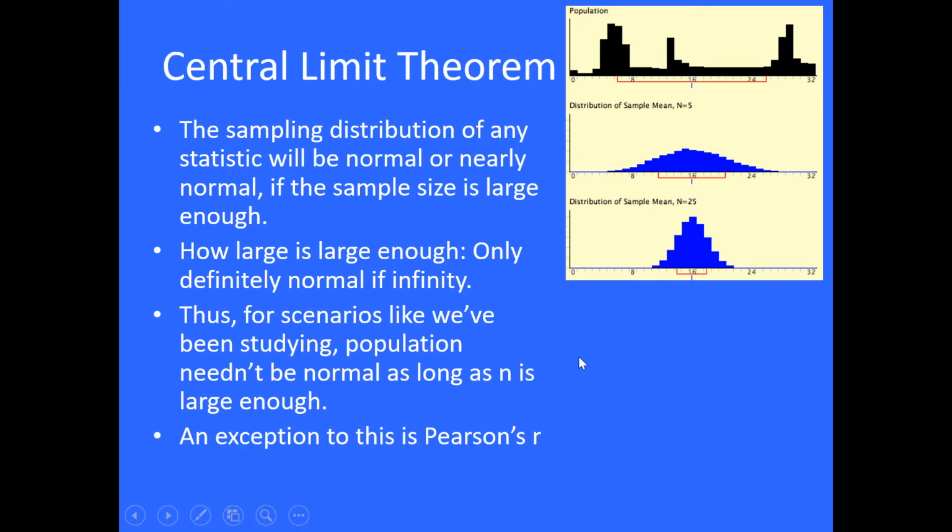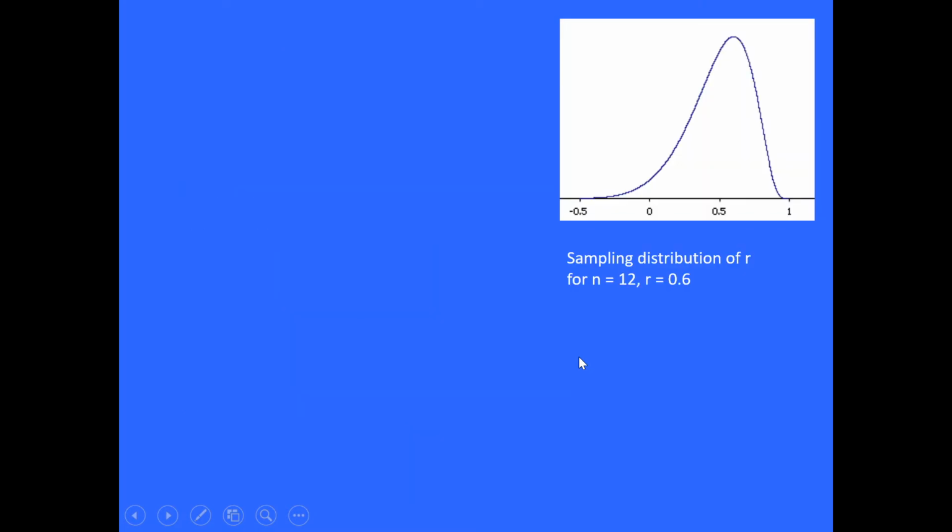All right. There is an exception to this, and that is with the correlation coefficient. What we see here is a sampling distribution of a correlation coefficient. Here we have a correlation of 0.6, so that's a positive correlation. And this is the sampling distribution for n equal to 12. As you can see, that is clearly skewed. Now here's the thing: if you start increasing n, or if you get r closer to 1, this gets even more skewed. So nothing is going to eliminate the skew.